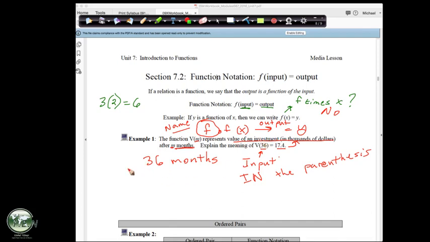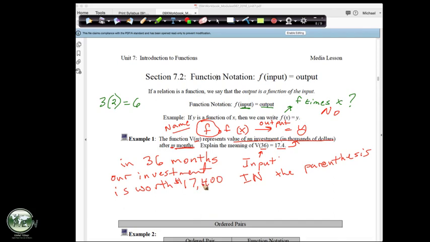So in 36 months, our investment is worth 17.4. Now, you could take it times 1,000 because that's actually going to be 17,400 dollars. So you could write that out.